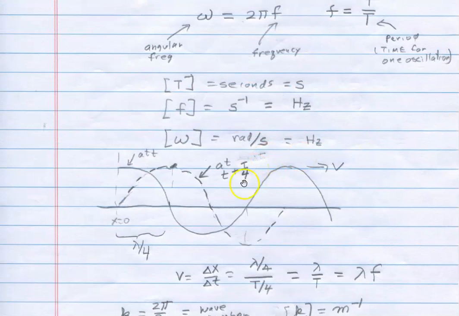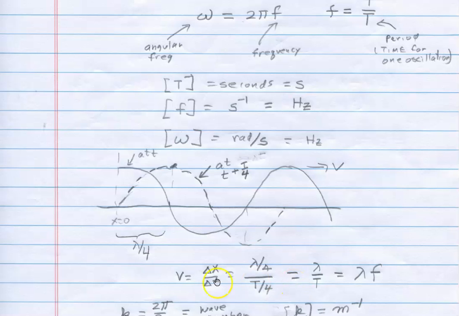So under this condition, I can get the following relationship. I know that this peak has appeared to move a quarter of a wavelength in the time interval between these two, which was a quarter of a period. So the delta x that the wave peak moved is lambda over 4, and the time it took to move that quarter of a wavelength is a period over 4.